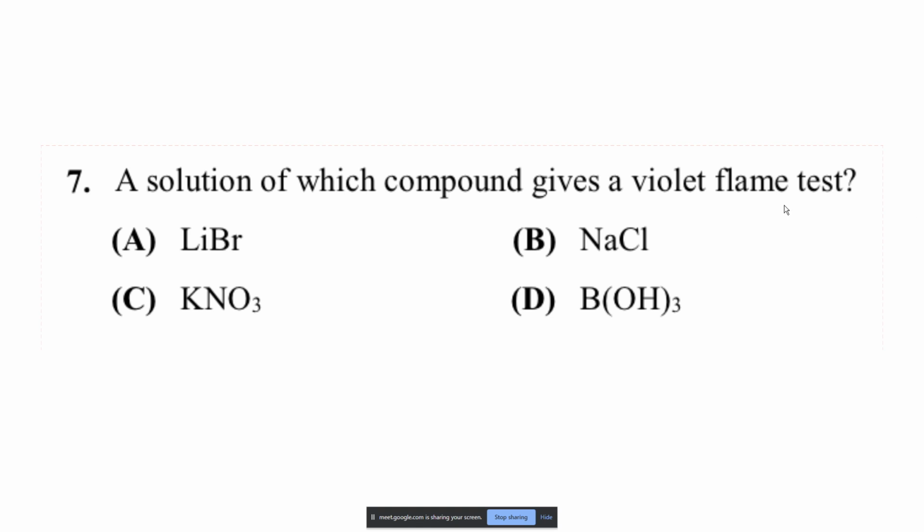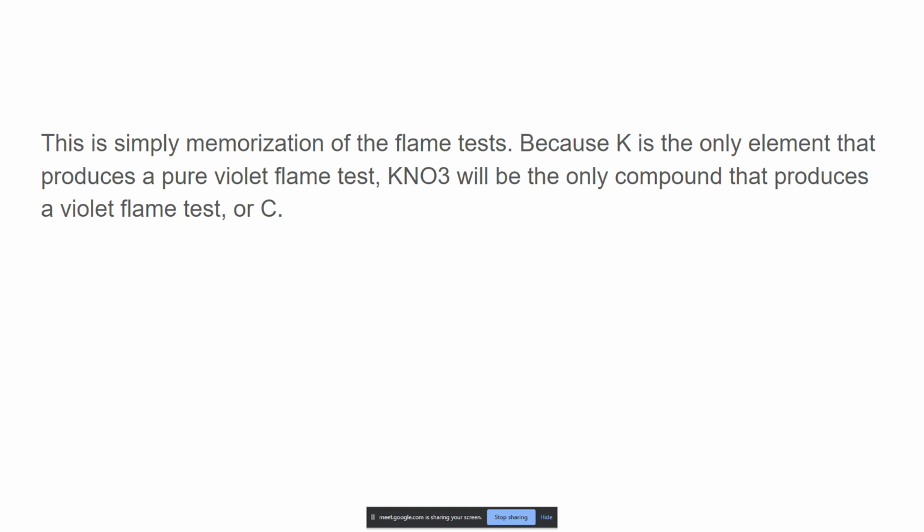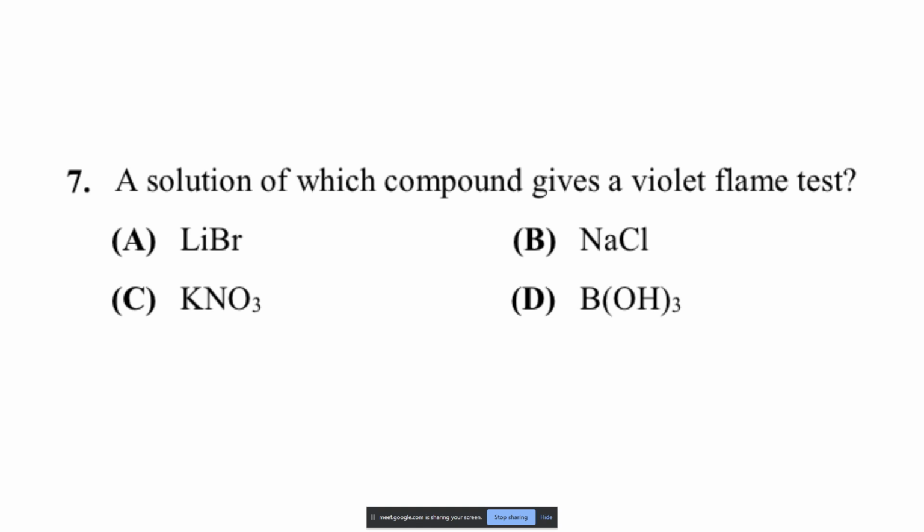I think this question is pretty straightforward. If you just look at the chart earlier, it's pretty obvious that it's C. K, potassium, is violet in a flame test. So if you're good at memorizing stuff, or at least you don't mind it, this is a good way to get at least 1 or 2 questions right 100% of the time.